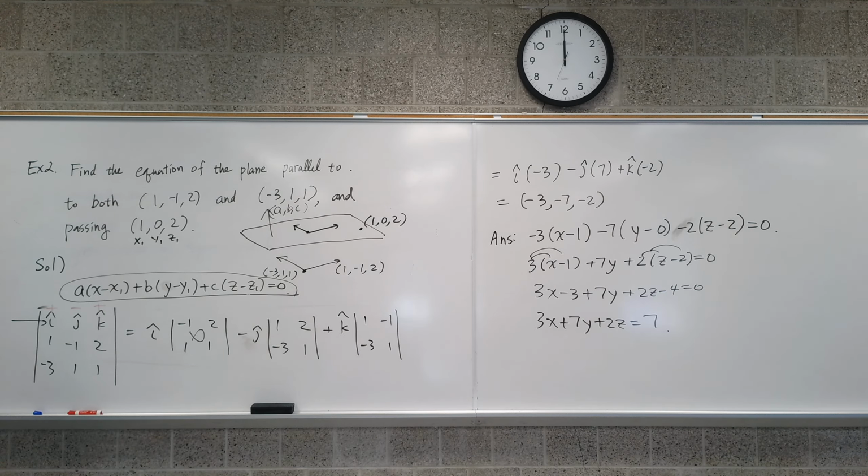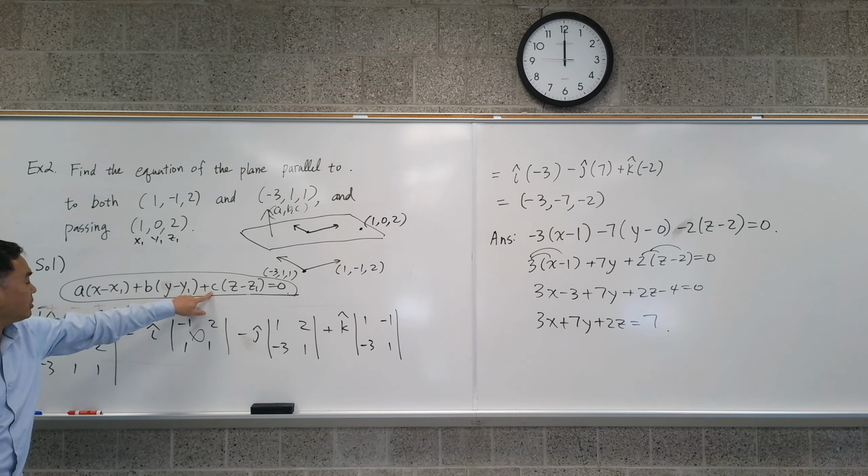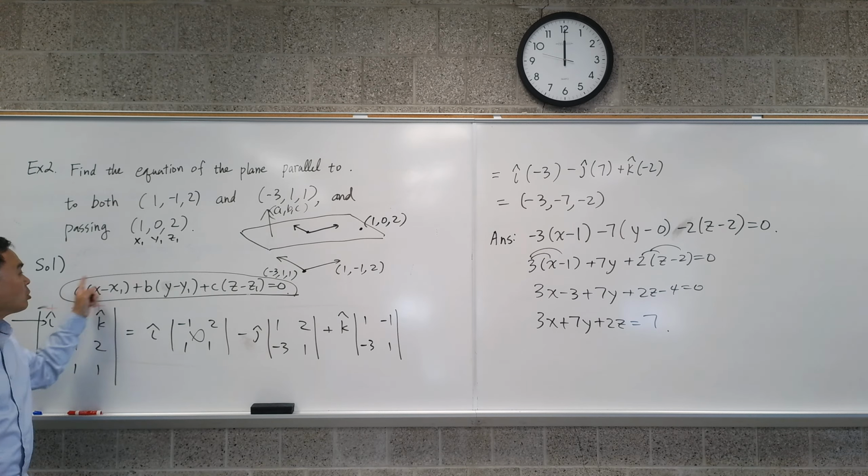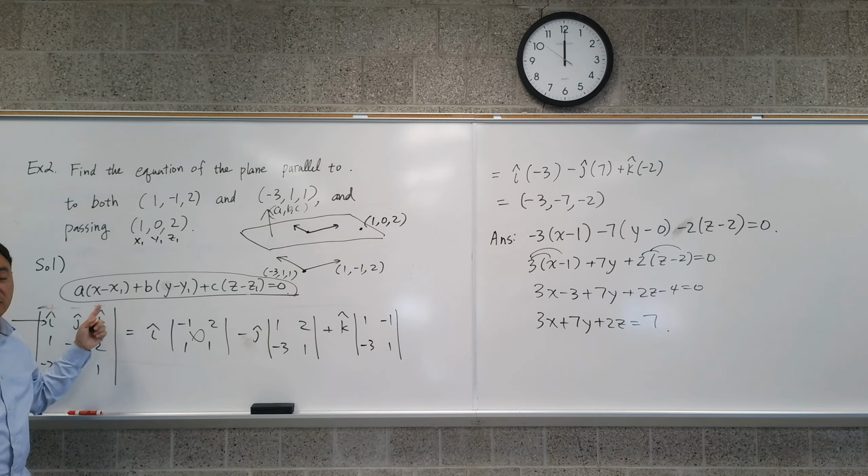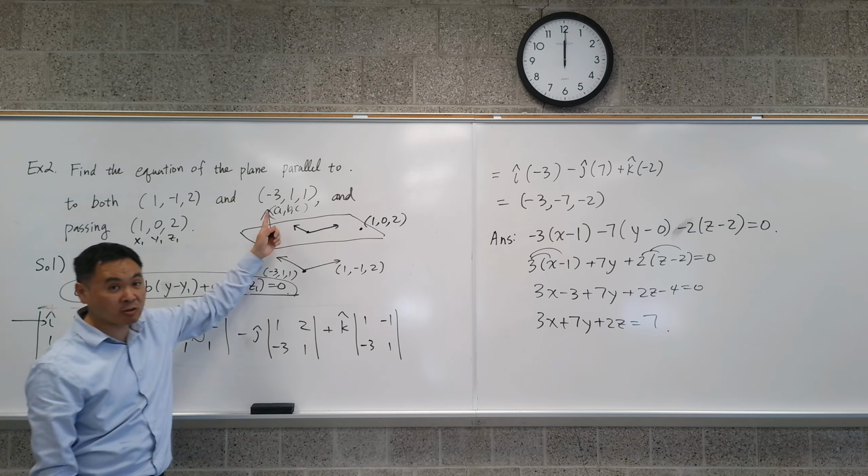Yes? Why do we use a perpendicular vector when we're trying to find the parallel plane? Because A, B, C is the vector normal to this plane. Oh, so it has to be 90 degrees to the plane. Yeah. So if you want to write down the equation of the plane, you need a perpendicular vector. A, B, C is a perpendicular vector.